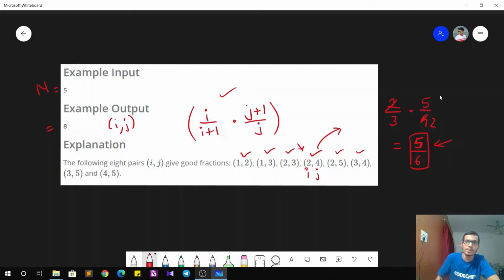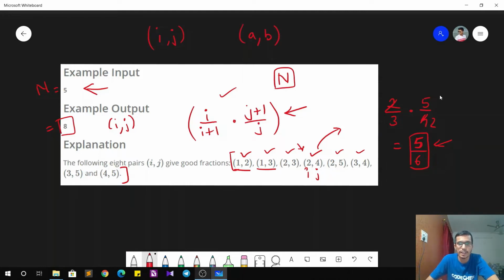So in this manner, we will be given an integer n as input and we just have to output the count. Remember, we don't have to output the actual pairs. We just have to output the count of how many pairs are possible such that they evaluate to a good fraction. Also, a side note: during the explanation of my solution, instead of i, j, I would be using the notation a, b. So don't get confused; a, b is the same as i, j.